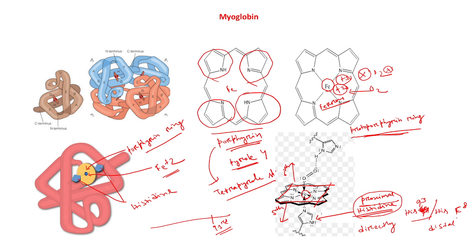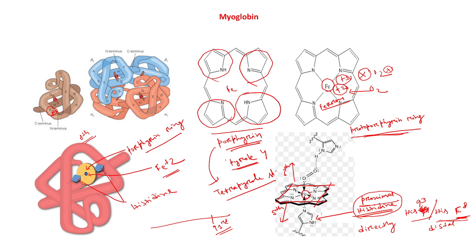Why is it called histidine F8? That means it is present at the F region, this region. In the F region it is found at the 8th position. The 8th position in the F region, that's why it is called F8 or histidine F8. So always the proximal histidine directly binds to the Fe+2 region.